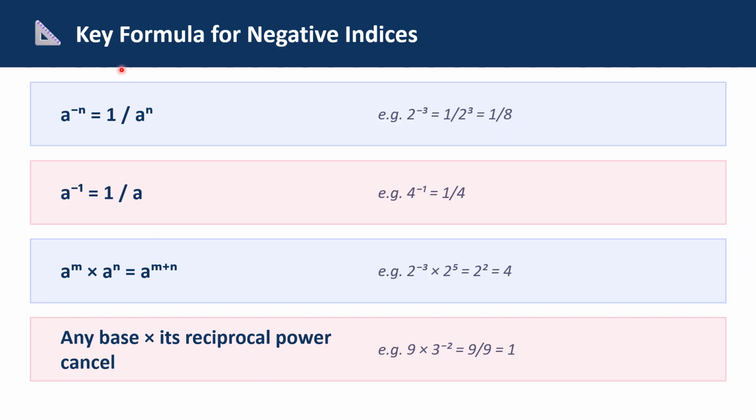Let's learn the key formulas for negative indices. Okay, so the first formula is a power minus n equals 1 by a power n. The second formula is a power minus 1 equals 1 by a. The third formula is a power m into a power n equals a power m plus n.